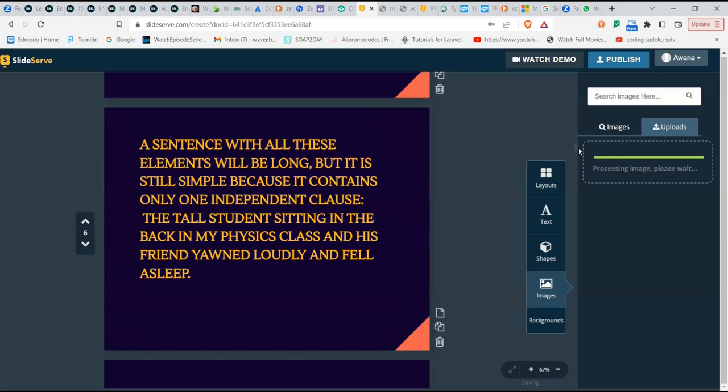Like the example over here: the tall student sitting in the back in my physics class and his friend yawned loudly and fell asleep. Over here, the tall student sitting in the back of my class in physics and his friend both are the subject, and it's a compound subject because it is in a single independent clause. As well as yawned loudly and fell asleep are a compound verb because again it is in a single independent clause.